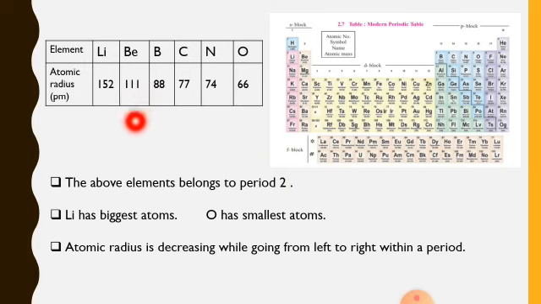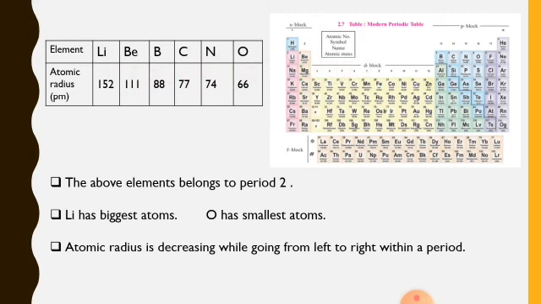Then the third question is: does this arrangement match with the pattern of the second period of the modern periodic table? Yes, this is absolutely matching the second period of the modern periodic table. Yes, you can see the elements are similar like this. These are the similar pattern which is observed in the modern periodic table.